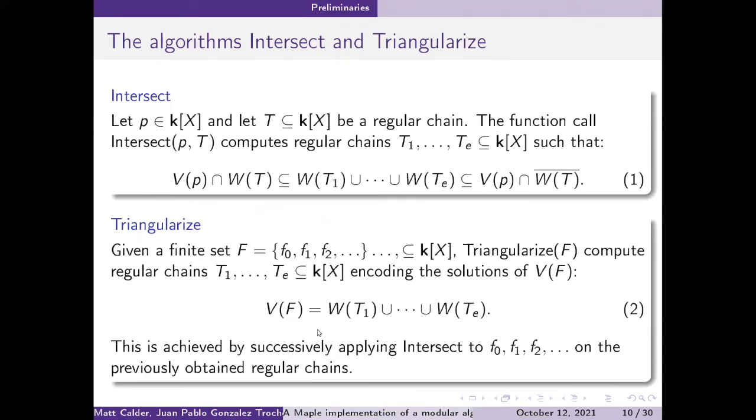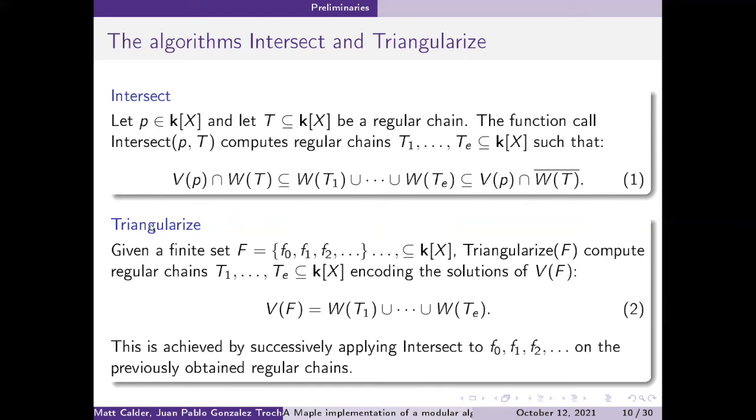Now, the algorithms Intercept and Triangularize. The Intercept algorithm takes a polynomial P and a regular chain T and computes regular chains T sub 1 until T sub E such that the algebraic variety of P intersection the quasi-component of T is inside of the union of the quasi-components of T sub 1 until T sub E. And this is a subset of the algebraic variety of P intersection the Zariski closure of the quasi-component of capital T.